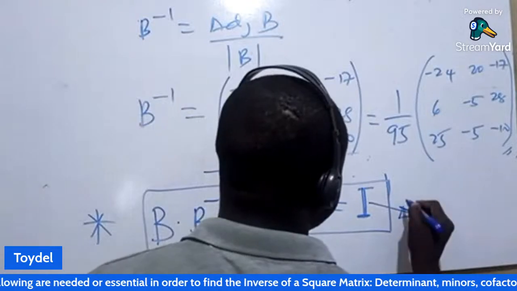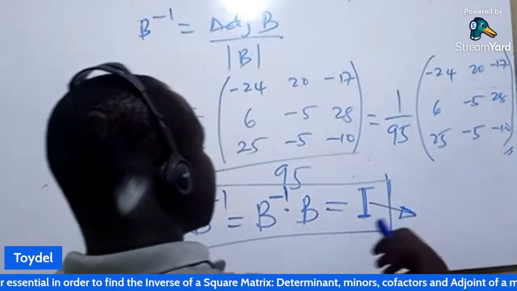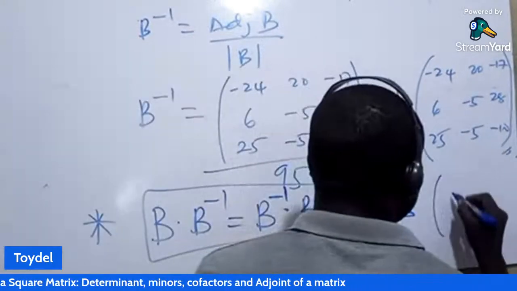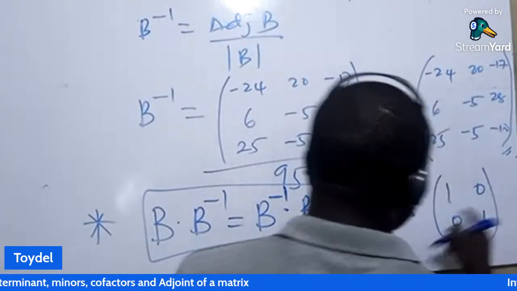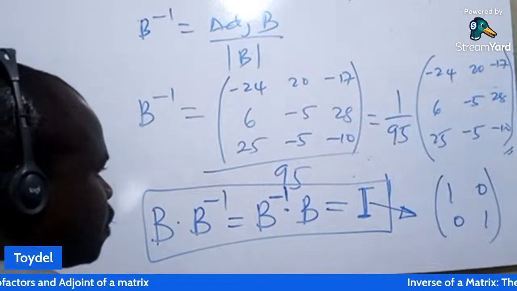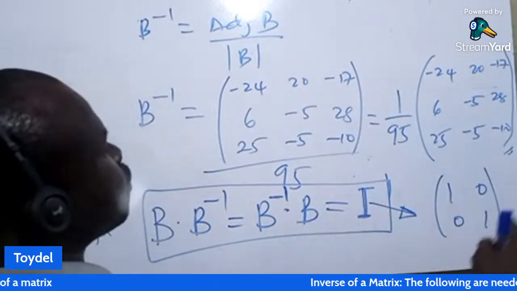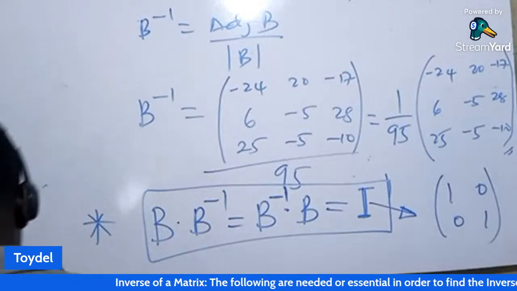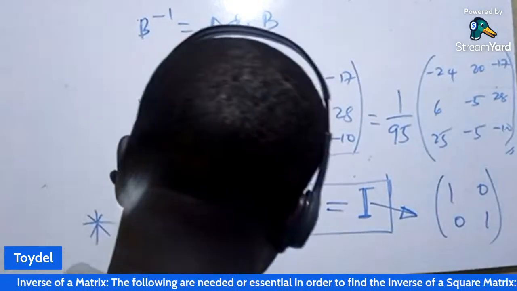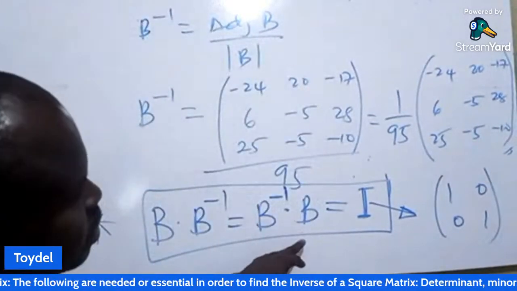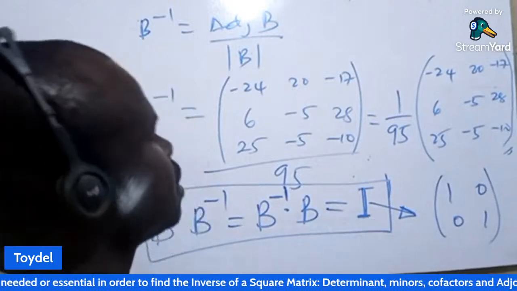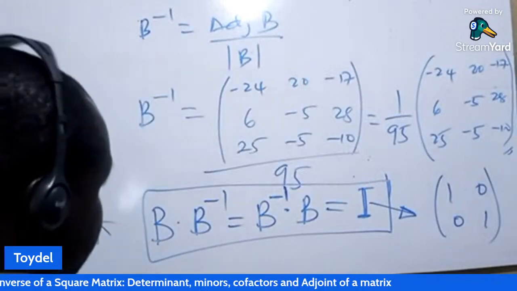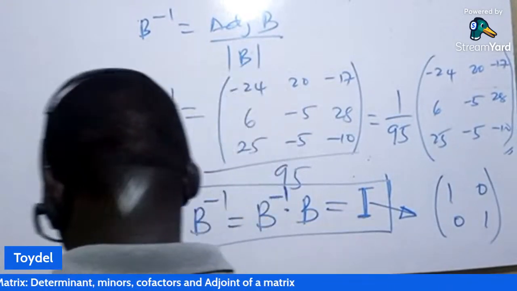A unit matrix simply means a matrix that has every element zero and 1 along the leading diagonal. That is, for 2 by 2, you are going to have 1, 0, 0, 1. This is what I'm talking about. For 3 by 3, you have 1, 0, 0, 0, 1, 0, 0, 0, 1. So just try and check this. Multiply the matrix by its inverse, or the inverse of the matrix by the matrix, and check if you are going to get this unit matrix. I'm sure you are going to get the unit matrix.